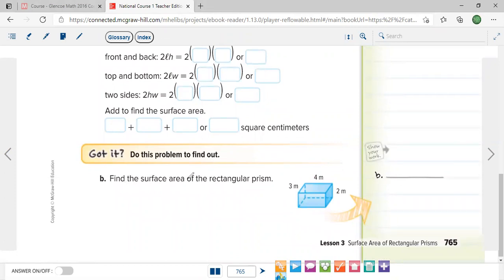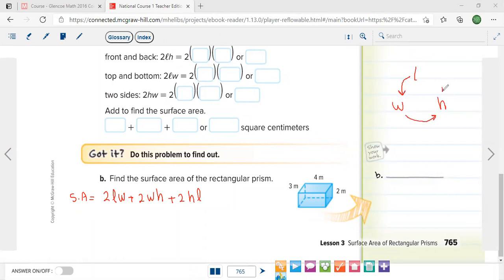Problem B, find the surface area of a rectangular prism. Let's write down the rule. Surface area equals 2 length width plus 2 width height plus 2 height length. As I told you, length, width, height. So length, width, height, and height, length. And don't forget, we multiply by 2 for each.